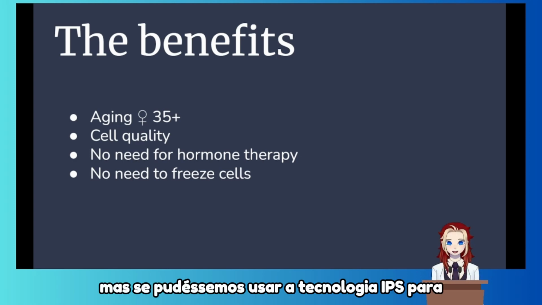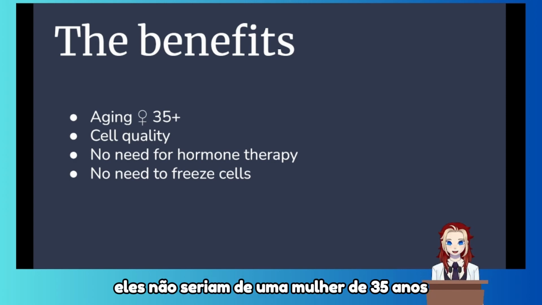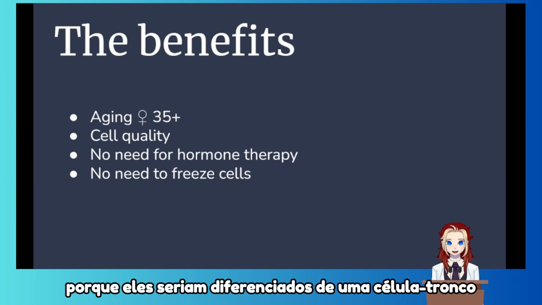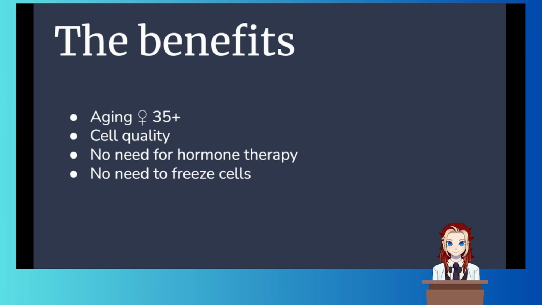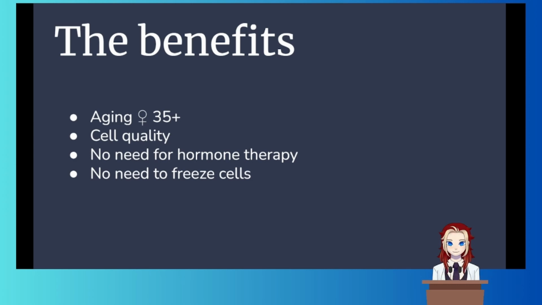But if we could use the iPS technology to make those new egg cells, they would be new. They wouldn't be those of a 35-year-old woman, because they would be differentiated from a stem cell. And the quality would be preserved as if it was a new cell.